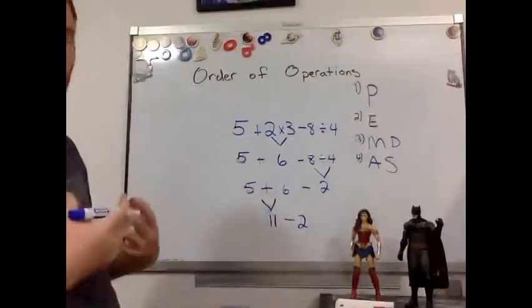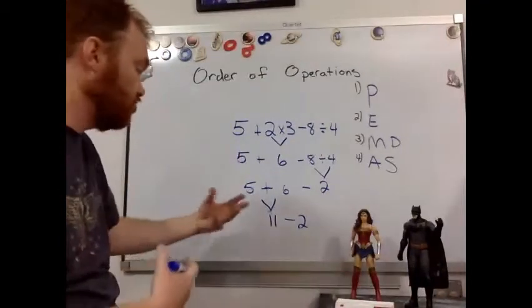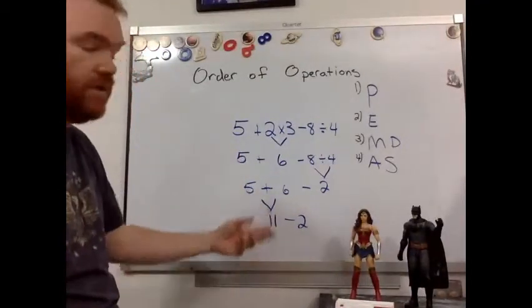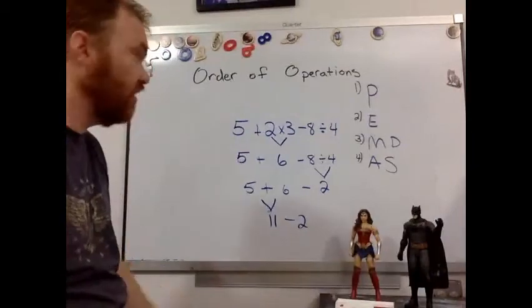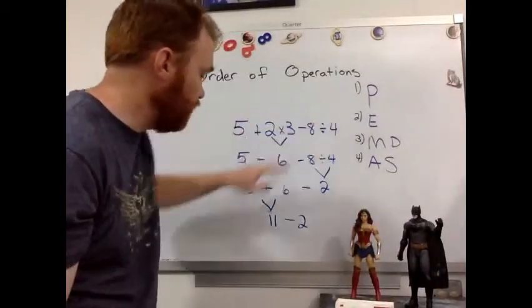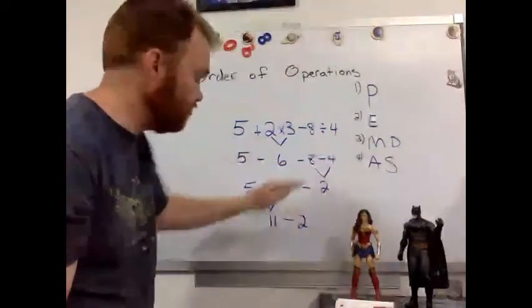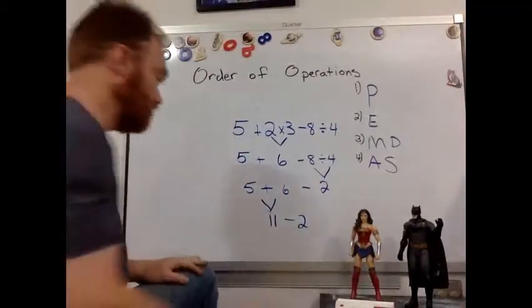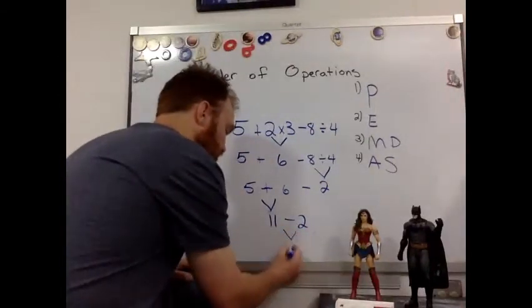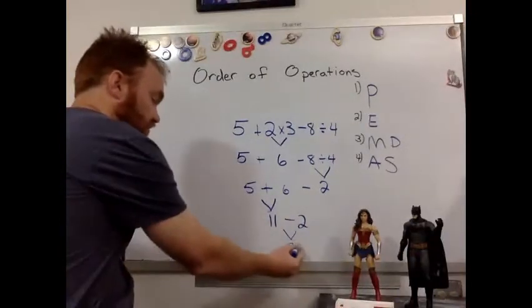Now, some people will jump ahead and just do 11 minus 2. But again, double check yourself. It doesn't hurt. Are there parentheses? No. Are there exponents? No. Is there multiplying or dividing? No. Is there adding or subtracting? Yes. 11 minus 2 gives me 9. And then that ends up being my answer.